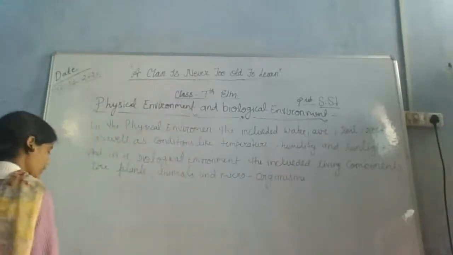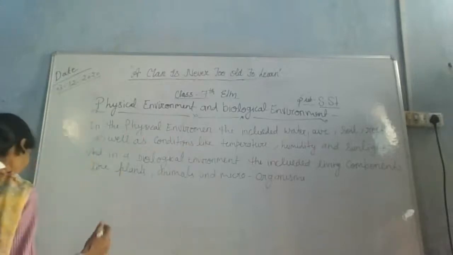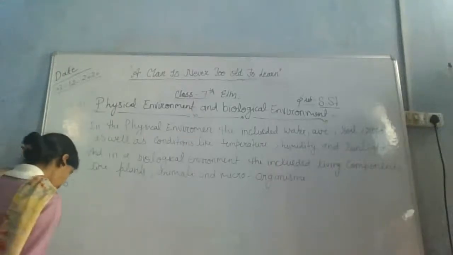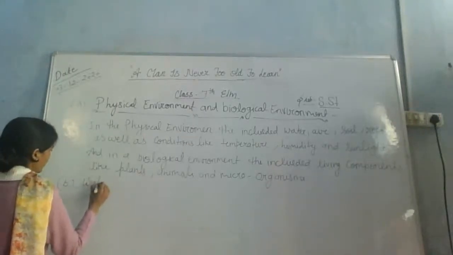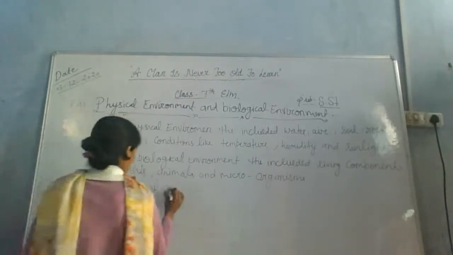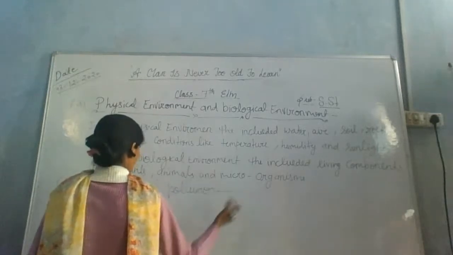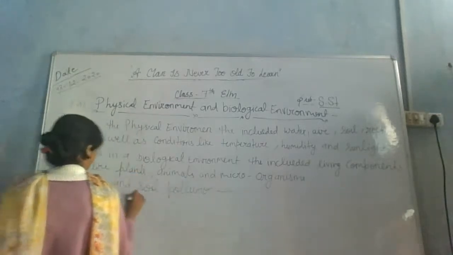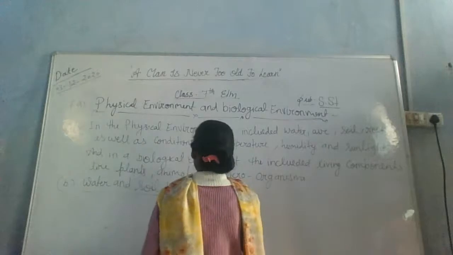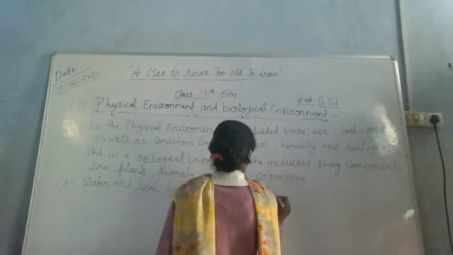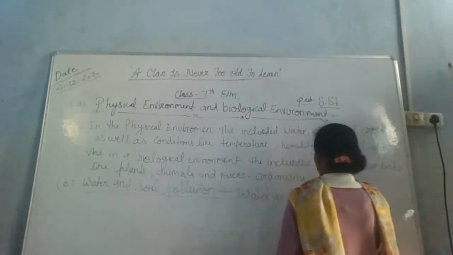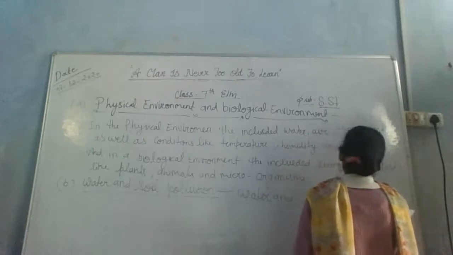Second thing is your water and soil pollution. It's A number, and second is B number. Water and soil pollution. Okay. Water and soil pollution.